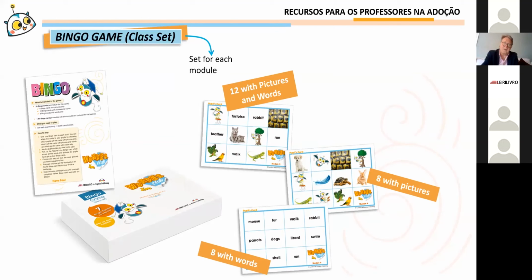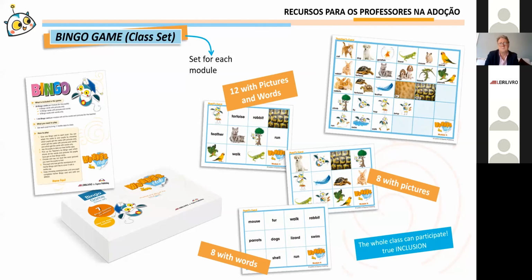You have eight cards for children just with pictures. So here those children will be focusing on hearing the word, listening to the word, and getting the right picture. And then you have those that are just with words for the children who are more comfortable with reading, perhaps seeing more English. And so you can play the game, and the winner can be the child that comes from any of these groups. So it makes the whole learning activity really inclusive and open to the children of all levels. Okay, the whole class participates.